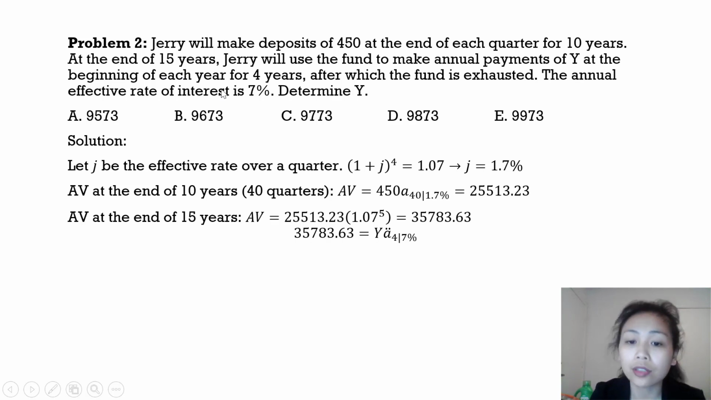And use our calculator, use BGN mode. We are able to find Y, which is 9,873. Just use the calculator and use BGN mode. Enter the number of payments, the effective rate is 7%, present value 35,783.63, and then compute the payment, which is 9,873. So the answer is D.